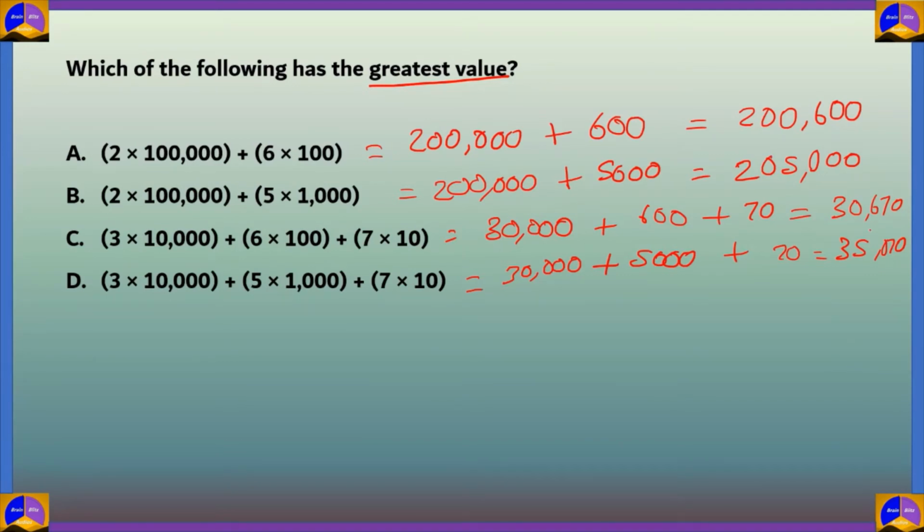Now option C and D have 5 digits, while option A and B have 6 digits. Because C and D have fewer digits, we can cancel both of the options. Now in A and B, in the 100,000 place both of them have 2, and in the 10,000 place both of them have 0. But in the thousands place, option B has 5, while option A has none. 5 is bigger than 0. So option B is bigger than option A, and bigger than all of these options. Option B has the greatest value.